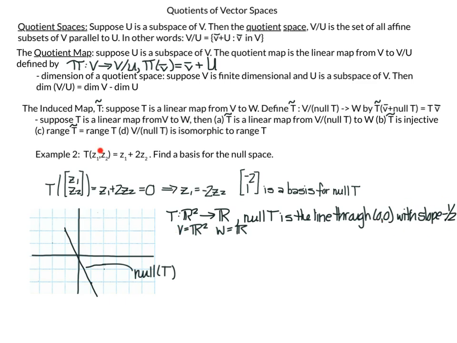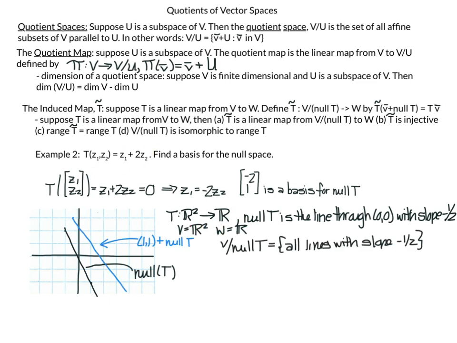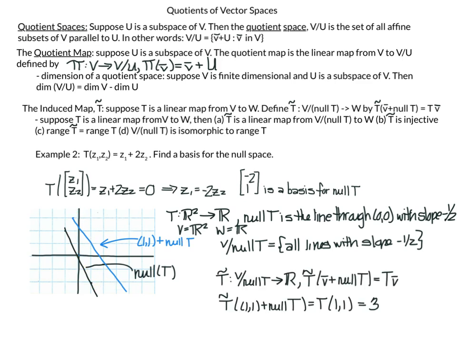Again, our vector space V is R2, our original vector space, and our W we map to is R. Now our quotient space V over null of T is going to be all the lines that are parallel, that have slope minus 1/2. So for example, this is 1, 1 plus null of T. So this is in the quotient space. Now our induced map goes from V over null of T. In other words, it goes from one of these lines over to R.